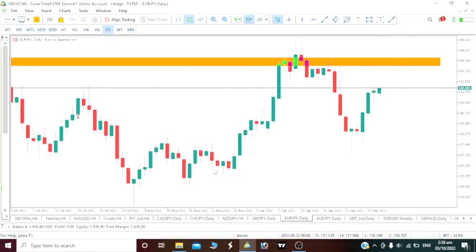So guys, what we have here is Euro GBP and GBP. So we would want to take a look at what the price will be moving for today, guys.